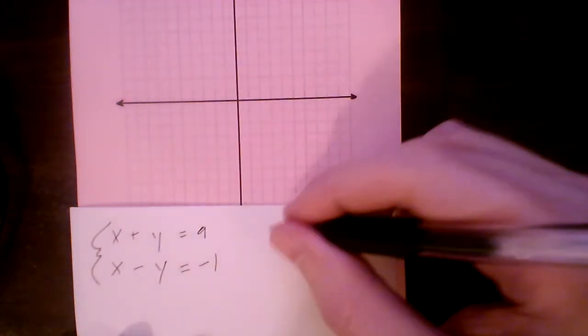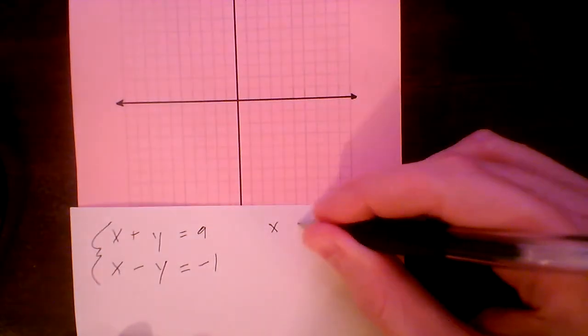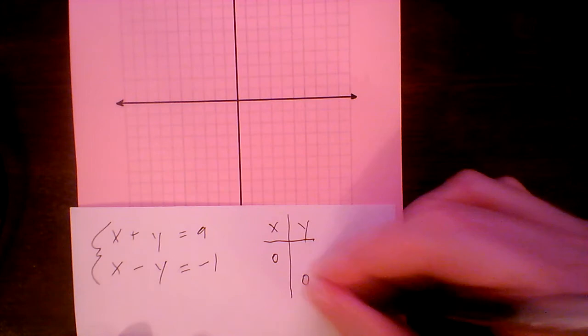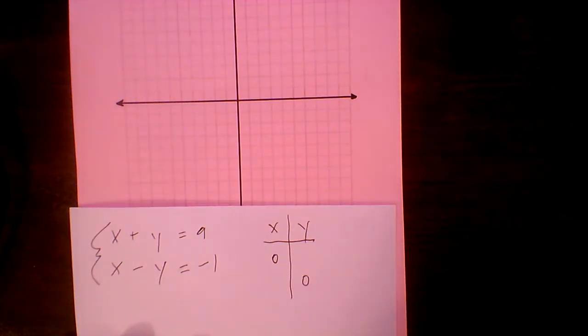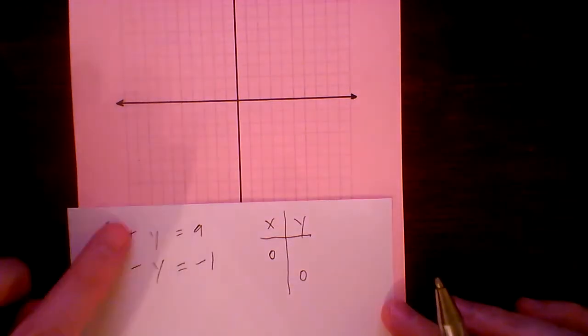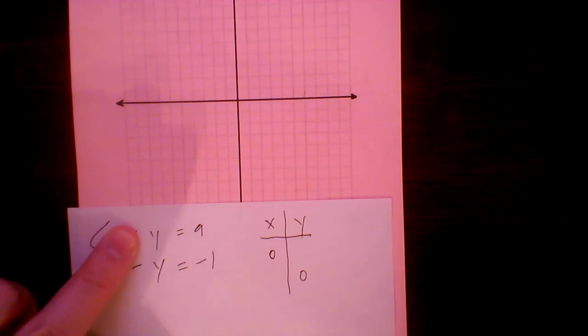I'm just going to take this line, the first one here, and set up a little XY table for it. Then all I'm going to do is plug my zeros in, one for X, one for Y, to get my intercepts for this graph. So if I plug 0 in for X, this just goes away, right? And so Y is equal to 9.